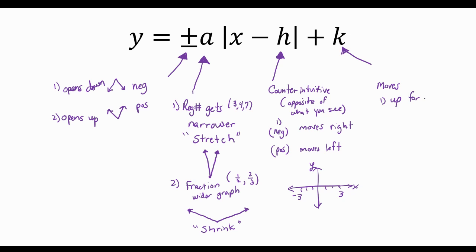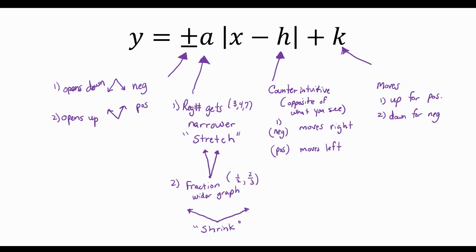Up for positive. Well, that makes sense. If it's a positive number, it goes up, right, to the positives, and down for negative. And that makes sense because if you go downwards, you get the negative numbers, right? So the K is not counterintuitive. Only H is counterintuitive. Opposite of what you see, okay?